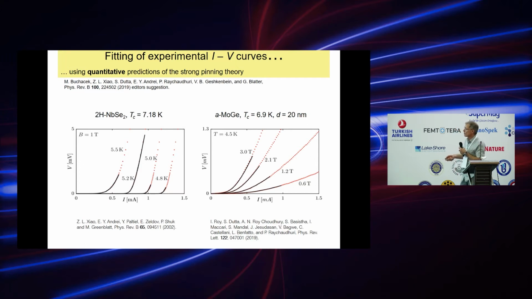And here we have two datasets, one from Evandre group on niobium diselenide, and here more recent of Pratap Raichadori on amorphous molybdenum germanium film. And dots are experiments, lines are theory, and these curves are not parabolas, so we're not trying to fit something to a straight line or parabola. It's rather complicated. It looks complicated. On a formula, it's also complicated.